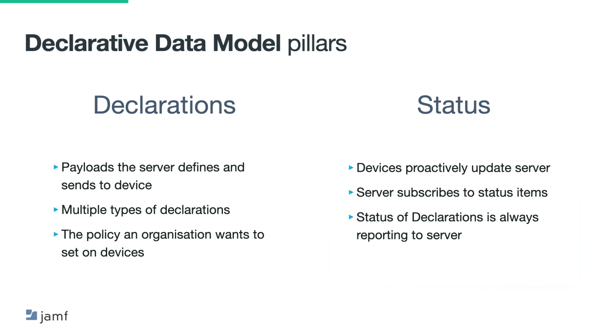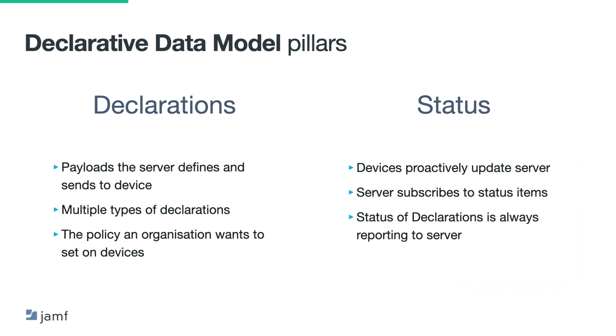So there are two main pillars to declarative device management. We've got declarations. These describe the state or configuration of the devices that it needs to meet. And then we've got status updates. That's the device communicating back to the server information about what's going on, so the server knows the state or the condition of that device.